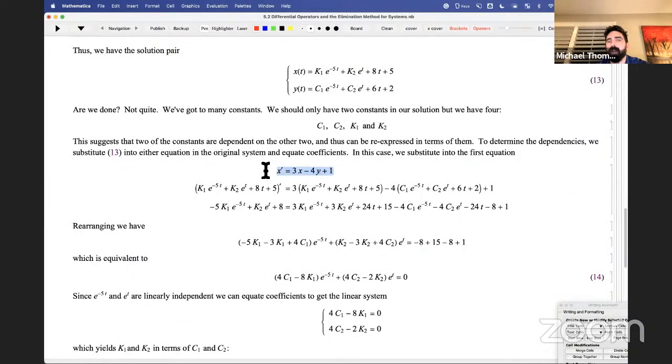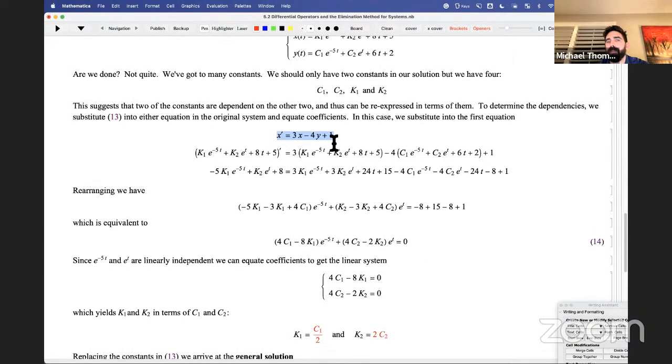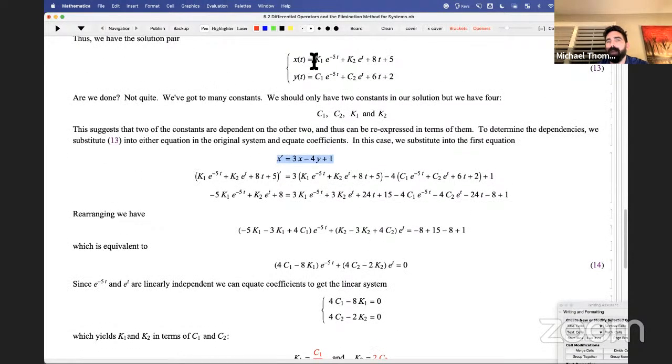So here's my first equation in the original system. I've already found X and I've already found Y, so let's go ahead and plug those in. There's the X in there. Of course, you have to differentiate it. There's the prime. I'll plug my X in there, and I'll plug my Y in there.